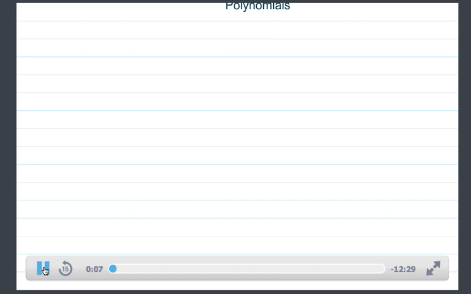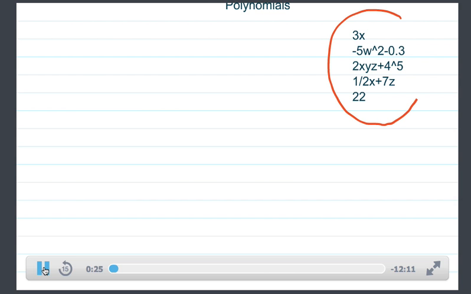A polynomial is an expression of more than two algebraic terms, especially the sum of several terms that contain different powers of the same variables. So, for example, these terms are all polynomials because they are all whole numbers.